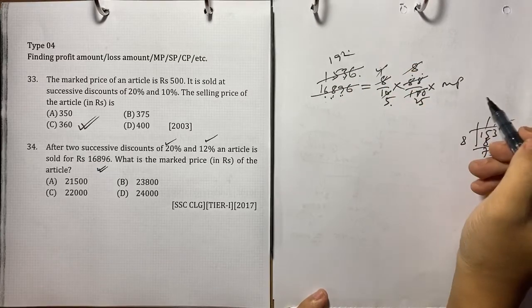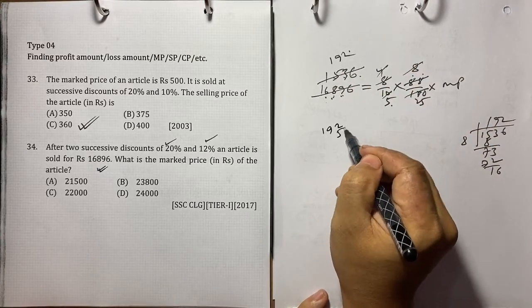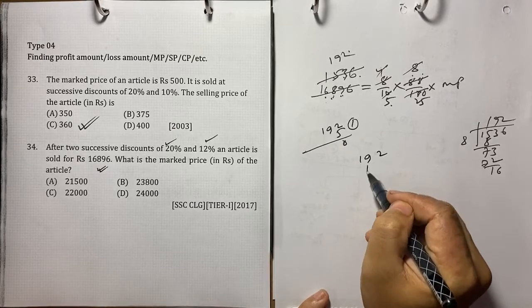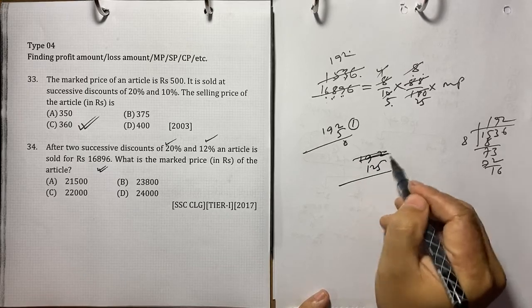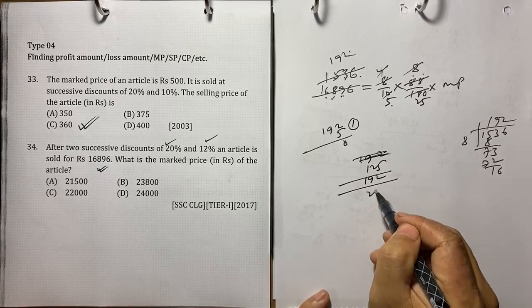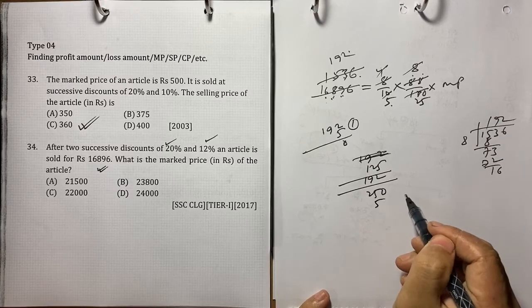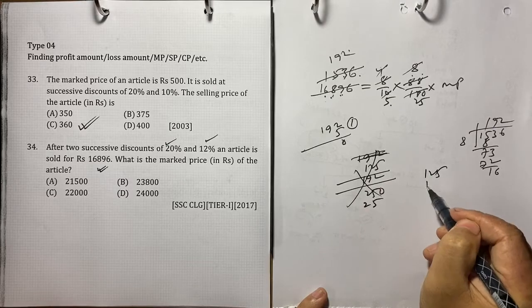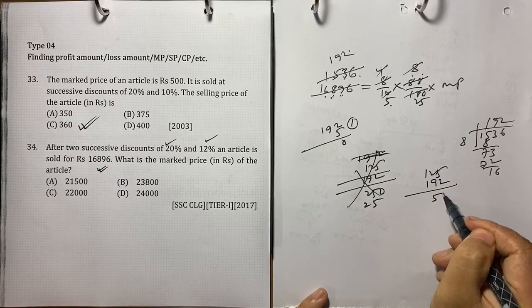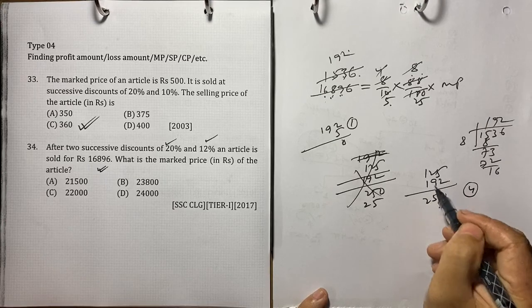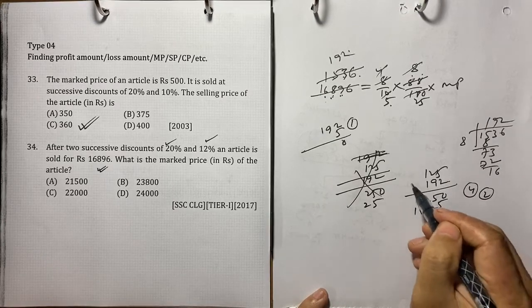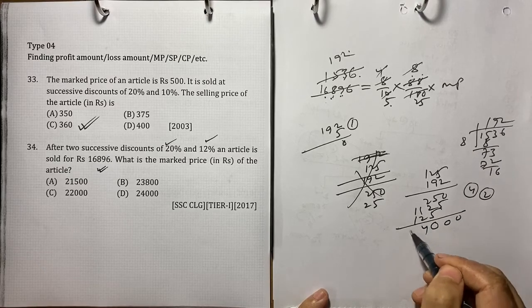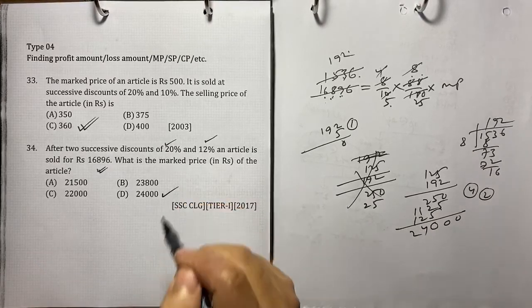Now we have to multiply 192 by 125. 125 times 192: this will be 250, then 45 with 4 in hand, 18, 22 with 2 in hand, 9, 11. So the mark price will be 24000. So this will be the answer.